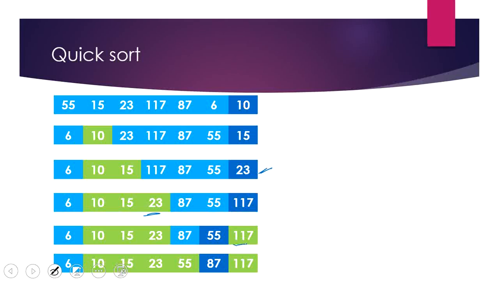The next element was 117. 117 was exactly placed where it was. The next element was 55. 55 switched to this position after 23, and the array is sorted. So this is how our code works.